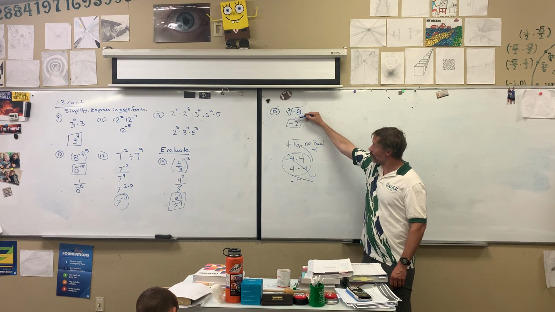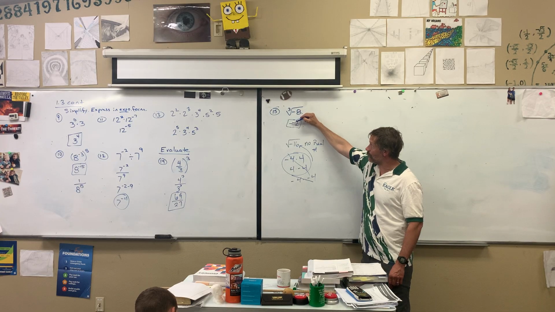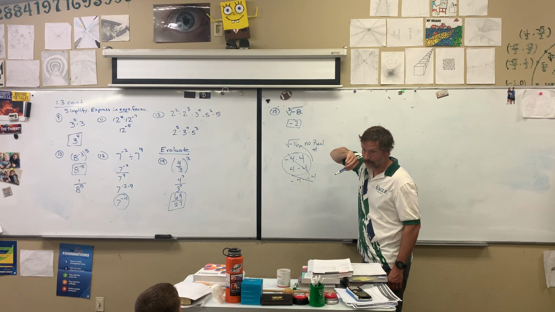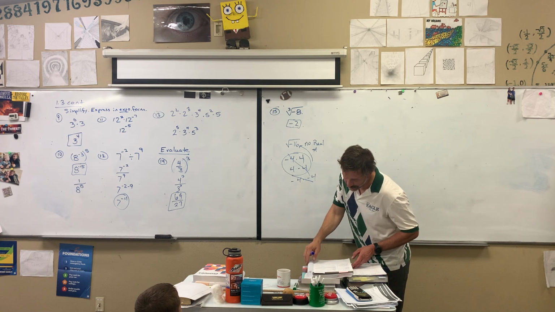This, there is a real number because it's the cube root, and you can have 3 negatives. Giving you a negative is no problem. So that's where we get that.